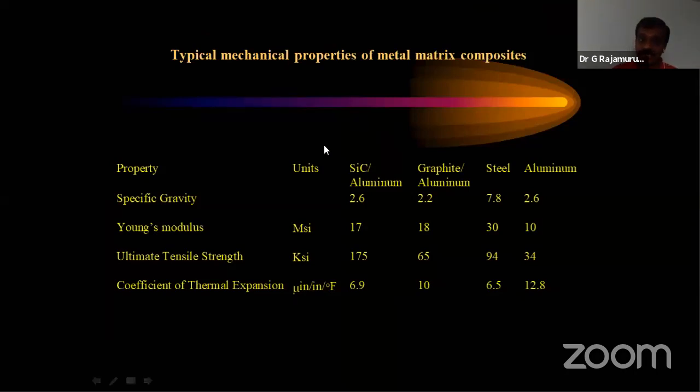In this slide, you can see the typical mechanical properties of metal matrix composites. You can see the specific gravity and Young's modulus for silicon carbide and aluminum. Aluminum is the matrix, silicon carbide is the particle. When you use aluminum matrix with a silicon carbide particle, you can get around 17 MSI of Young's modulus, whereas if you use an aluminum matrix with graphite as a particle, then you can expect 18 MSI of Young's modulus.